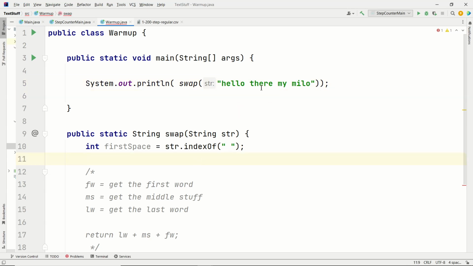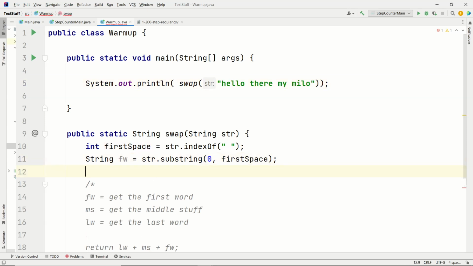So if I'm just thinking about this input, it's going to give me the index of the first space, and then first word is going to be string.substring from 0 up to first space. And now I'm double checking the common bugs. Do I want first space or first space plus 1? I have this habit of knowing what bugs are common and checking for them. The first word really is just the first word and I don't want to include the space there. So I think first space is an okay ending index. All right, so the first part's done. I've got the first word.